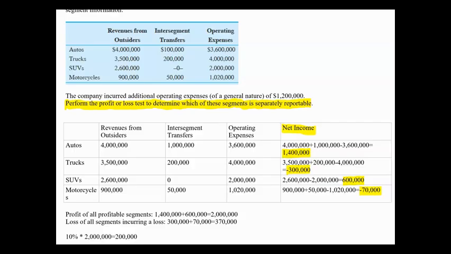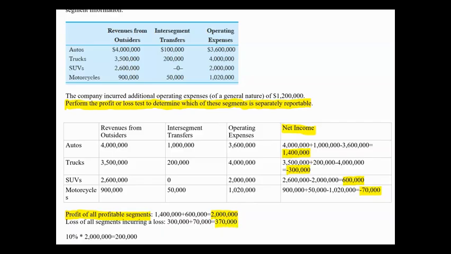And based on the definition of a profit and loss test, first we need to calculate the profit. So what is the profit of all profitable segments? In this company, they have 2 segments report a profit, a positive net income. It is autos and SUVs. So the total profit of all profitable segments is 2 million. Next, we need to calculate what is the loss of all segments incurring a loss. So the other 2 segments incurred a loss, and the total loss is 370,000.